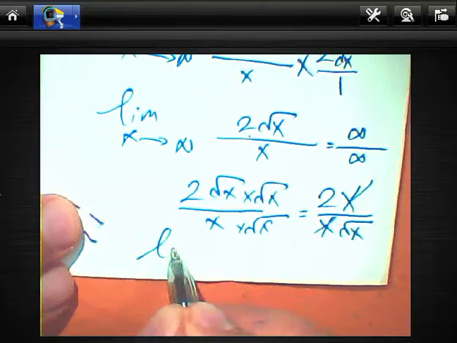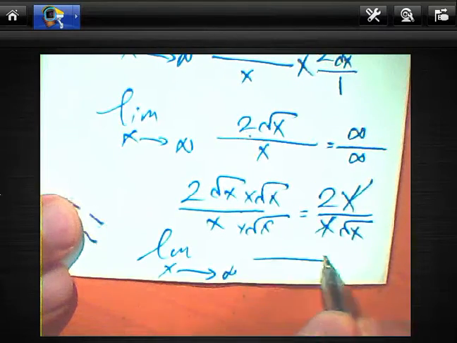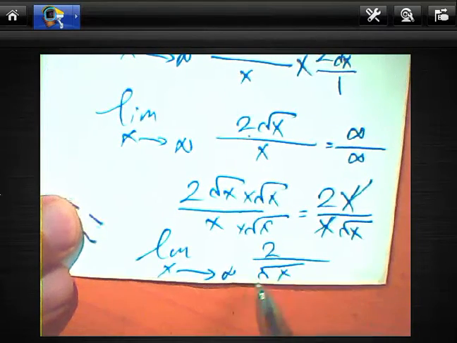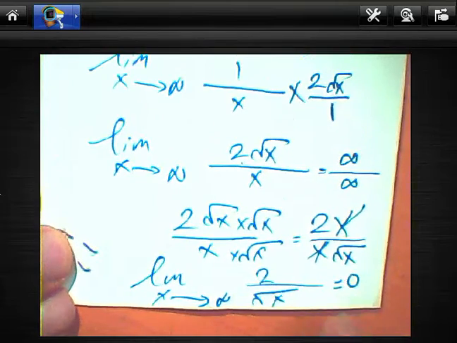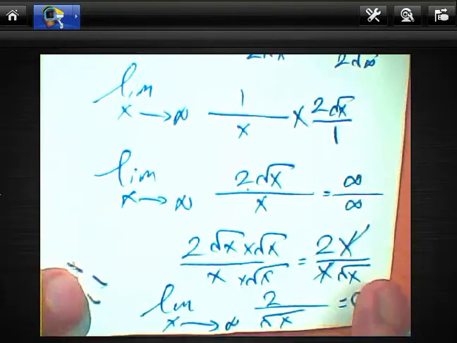The result will be the limit when x approaches infinity of 2 over root of x. We can put infinity here: 2 over infinity equals 0. So the result will be 0 for the example. It's okay.